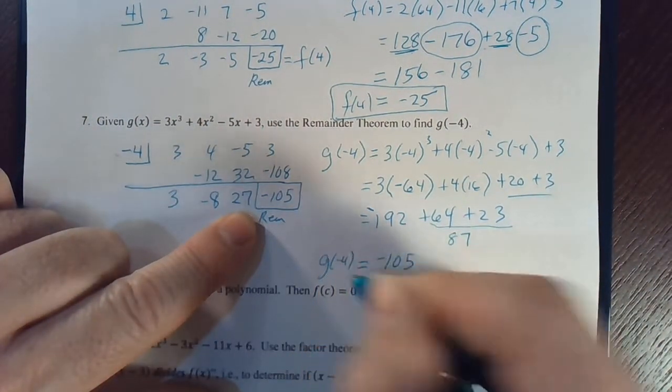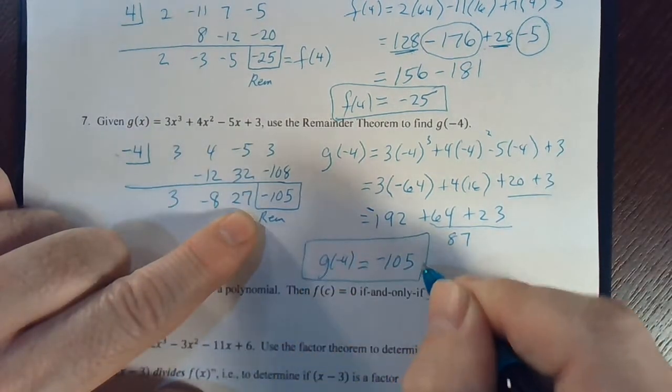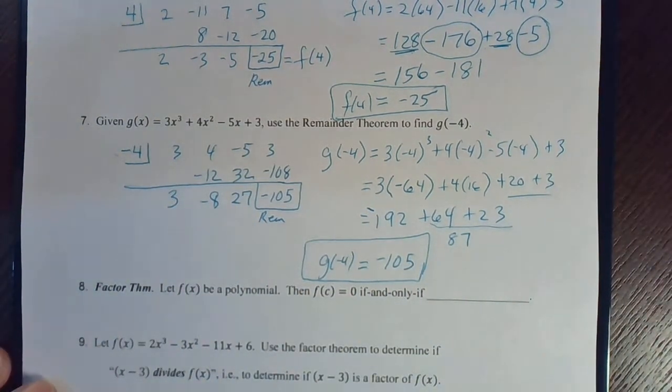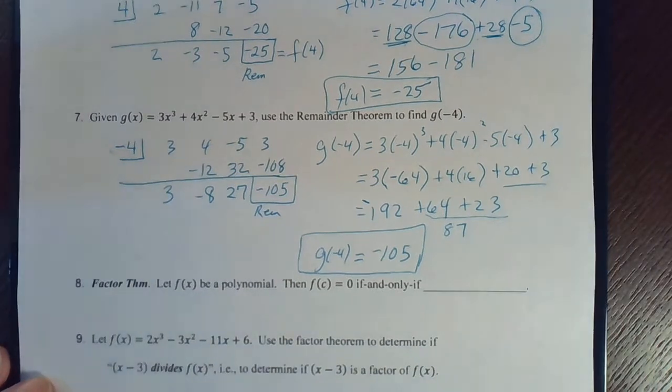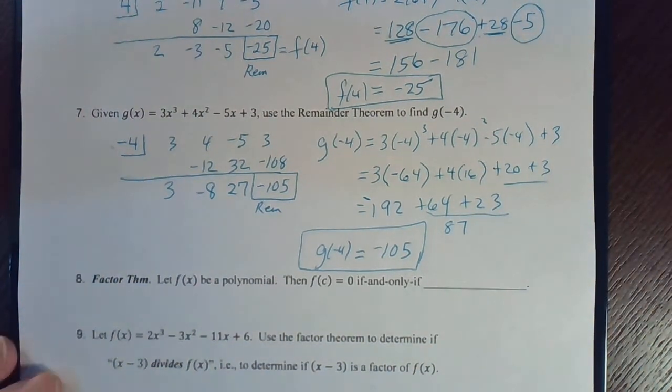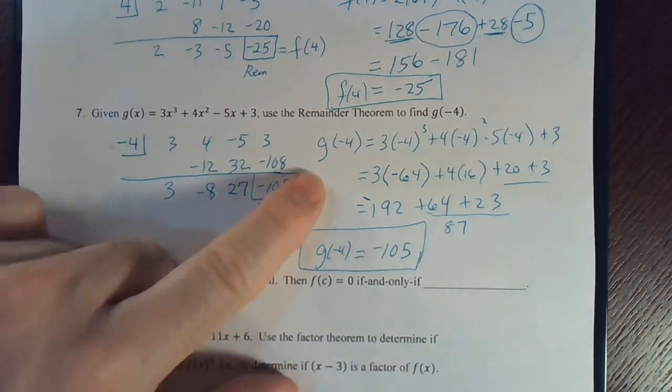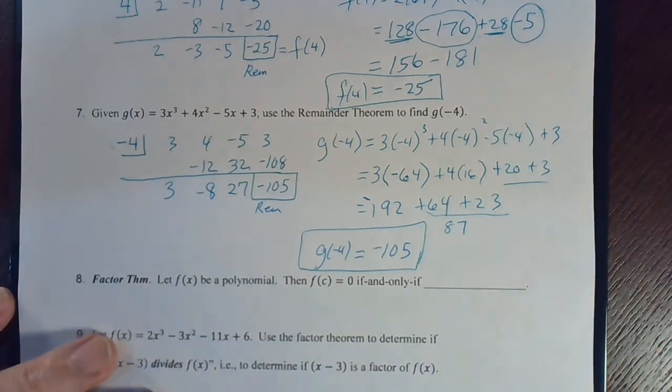G of negative 4 is negative 105. Once again, that's the remainder theorem that you may have a couple of homework problems on, but I will not put the remainder theorem on an exam. But you will probably see that again in a future class, perhaps even calculus.